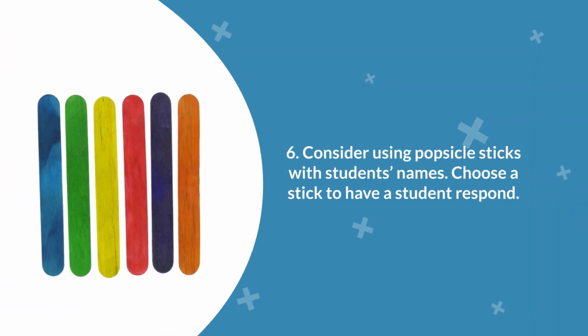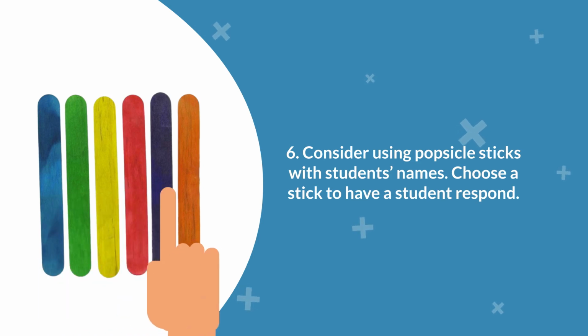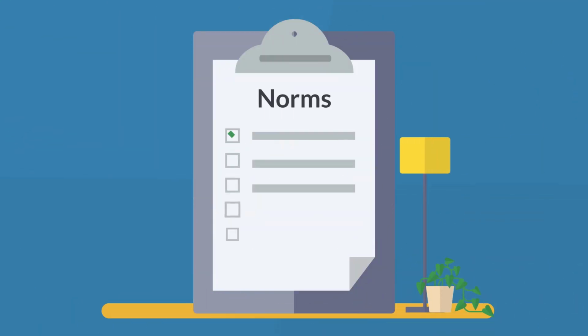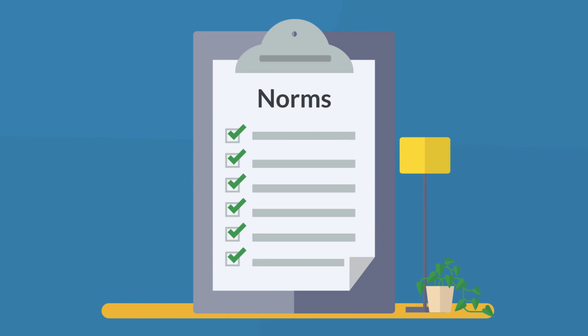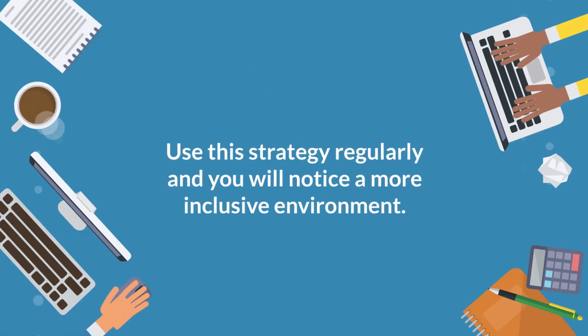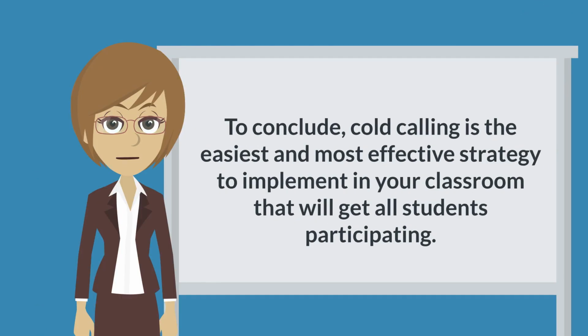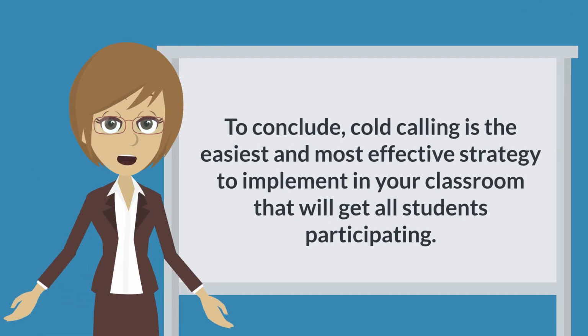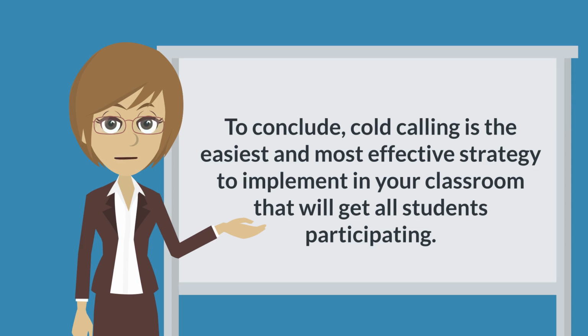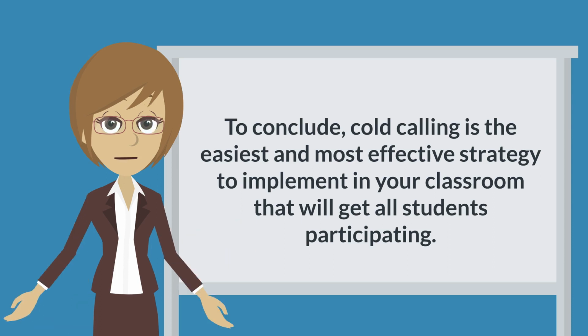6. Consider using popsicle sticks with students' names. Choose a stick to have a student respond. 7. Make cold calling the norm in your classroom. Use this strategy regularly and you will notice a more inclusive environment. To conclude, cold calling is the easiest and most effective strategy to implement in your classroom that will get all students participating.